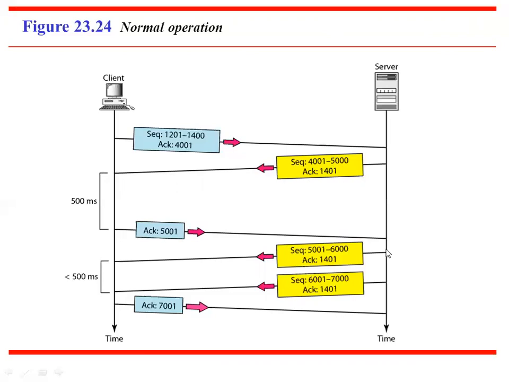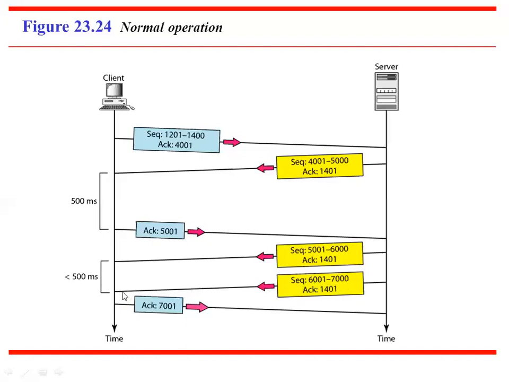Now the server is sending data for the client request, that is, its number is starting from 5001 and it is going up to 6000. Now the server is still expecting to receive the next data byte, that is 1401, same as that of the previous segment. Again the client is waiting for 500 milliseconds. It may wait for less than 500 milliseconds. Now within 500 milliseconds, the client received another segment with numbers 6001 to 7000.